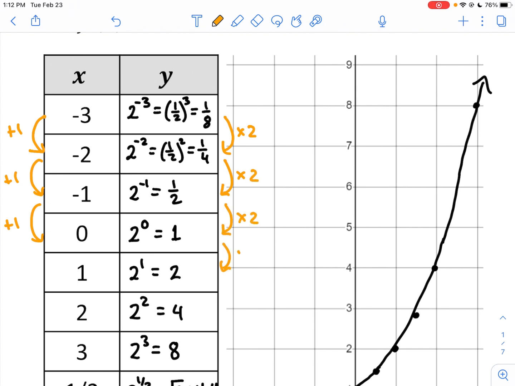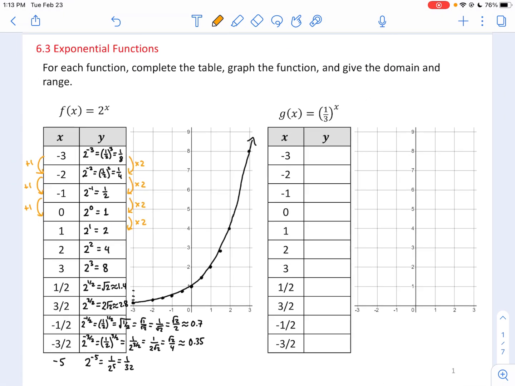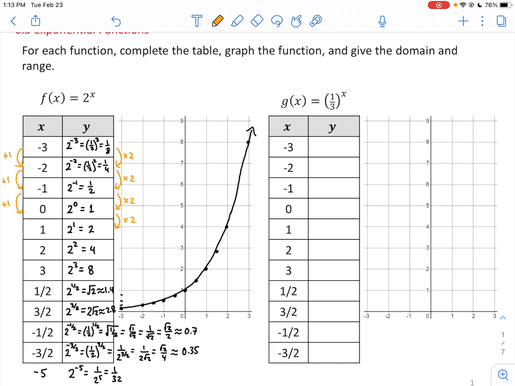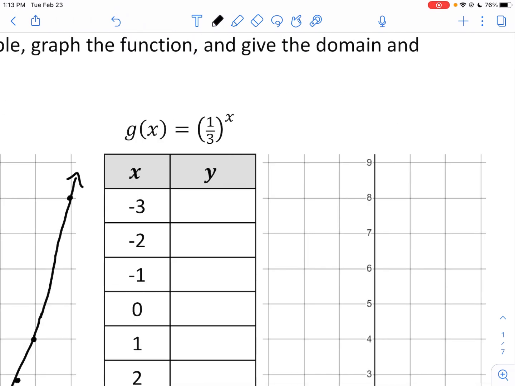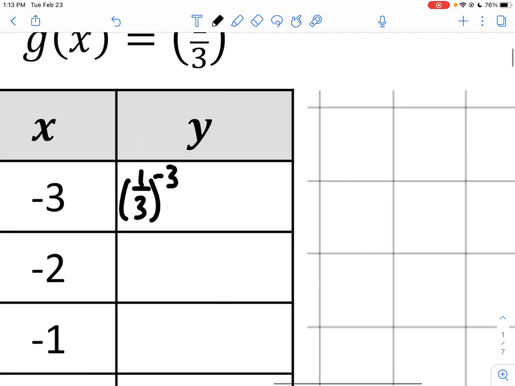This is sometimes called the doubling function, because every time x increases by 1, the y-coordinate doubles. Now let's take a look at this next function, g of x equals 1/3 raised to the x. When x is a negative whole number, so we have 1/3 raised to the -3. But when you have a base to a negative power, you can do the reciprocal of the base, and the reciprocal of 1/3 is 3, and switch that to the positive power. So we just get 3 cubed, which is 27.